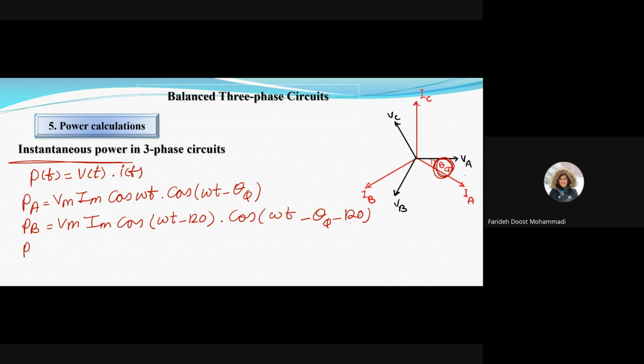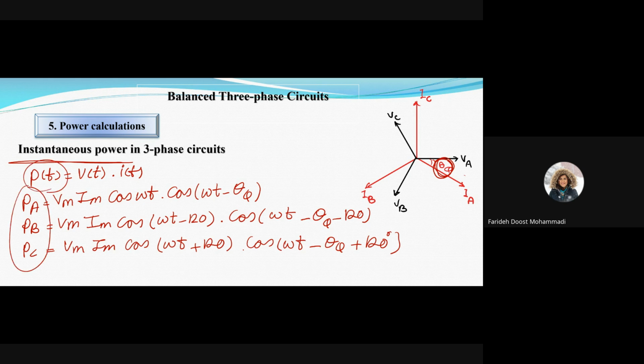And then for phase C, it's going to be Vm cosine of omega t plus 120 degrees, and Im cosine of omega t minus theta phi plus 120 degrees. Now, what will happen is that if you add all these three together in order to get the three-phase instantaneous power, you're going to have p of t equal to 1.5 Vm Im cosine of theta phi. So this is the instantaneous power.